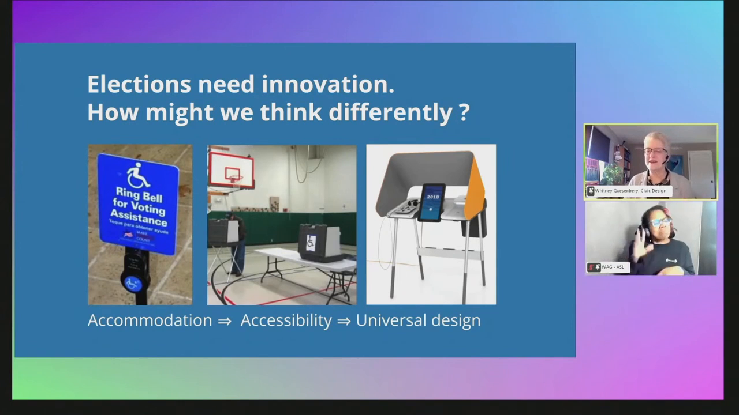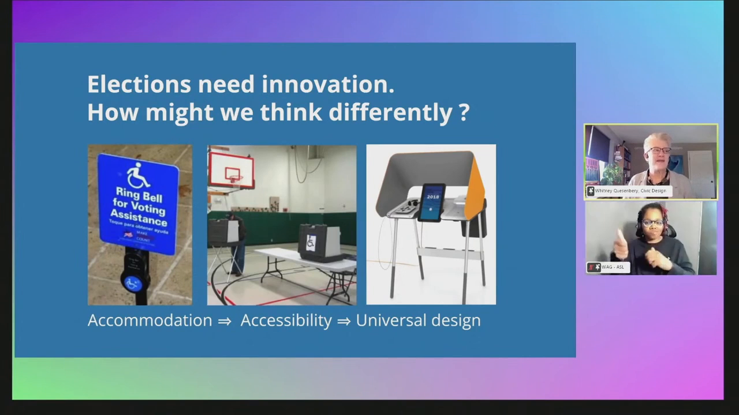That's an accommodation, right? In the middle, we have sort of accessibility. There's a photograph of a gym where a guy is standing at a voting booth, but there's also a table with what's clearly a ballot marking device set up. So we have the accessible machine and the non-accessible machine side by side, which is great.